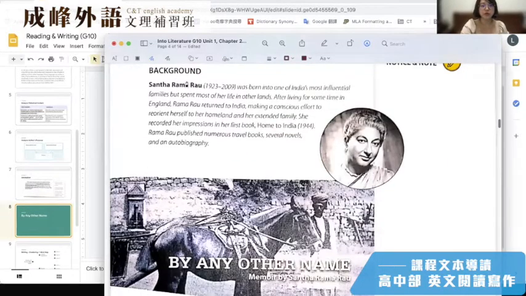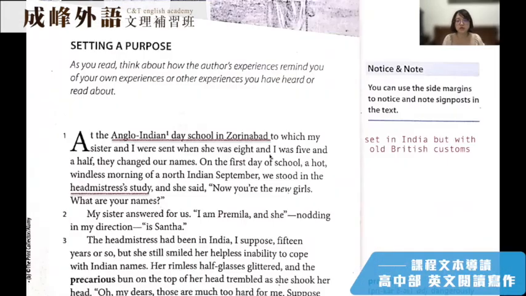Let me zoom in a bit. It's set in India, but with the old British customs, and also about how they changed our names. "Then on the first day, when my sister and I were sent, she was 8 and I was 5.5, they changed our names. On the first day of school, a hot, windless morning of a North India September, we stood in the headmistress's study and she said, 'Now you are the new girls. What are your names?'"